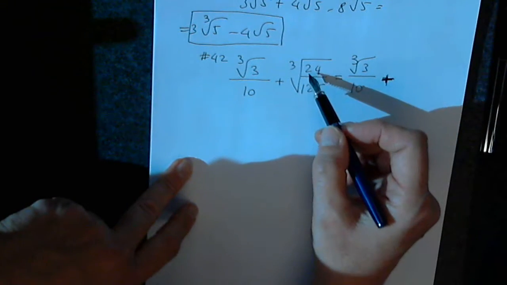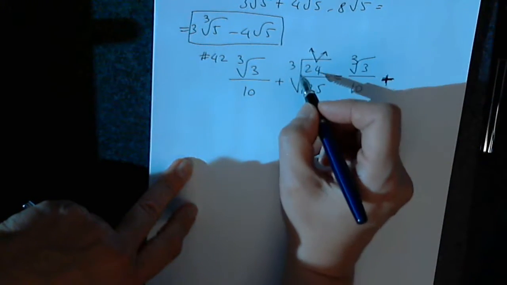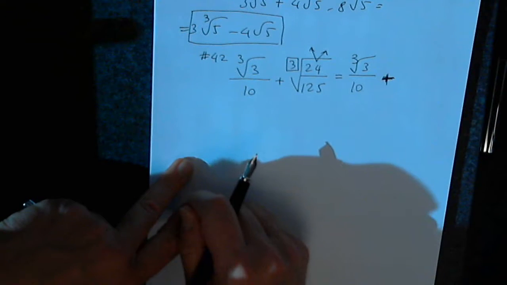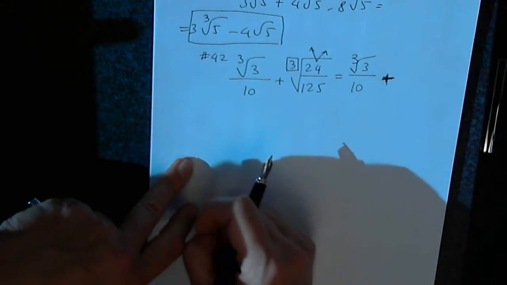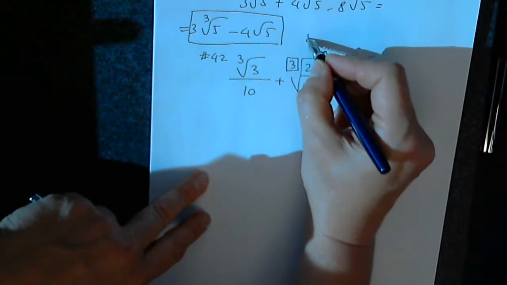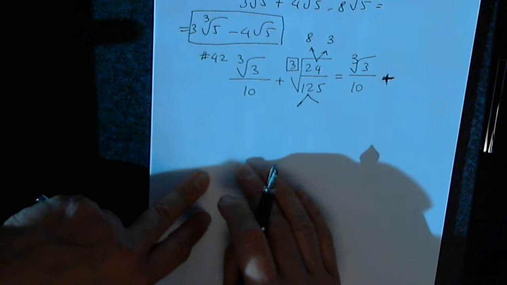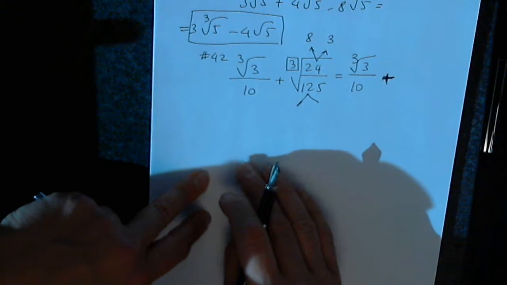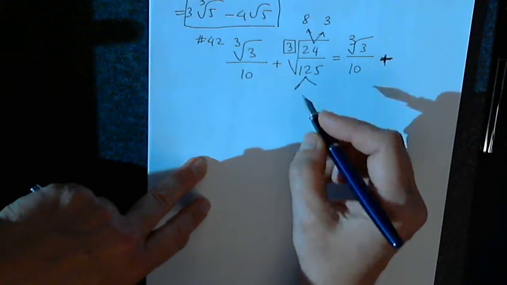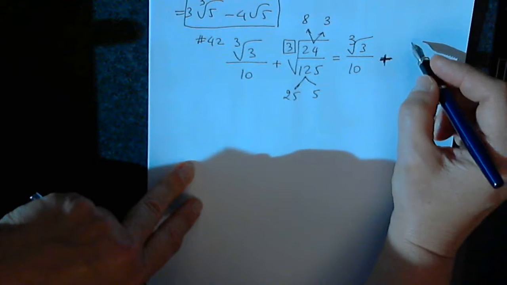Maybe they don't. So 24, how will I split it into this and this? Remember, the index is 3. You cannot say 4 and 6 because the index is 3. 8 and 3. 8 and 3, I agree. What about 125? Say it again. 25 and 5. Excellent.